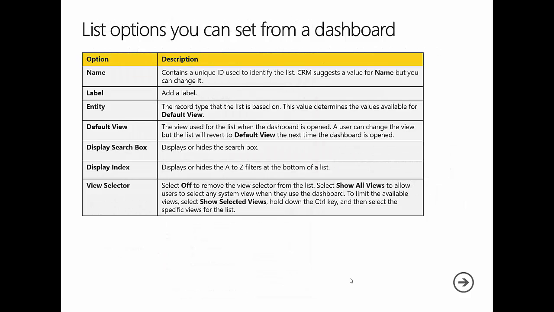List options you can set from the dashboard. The name contains a unique ID used to identify the list. CRM selects a value, but you can change it. Label, you can add a label.